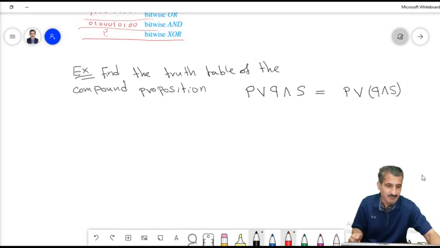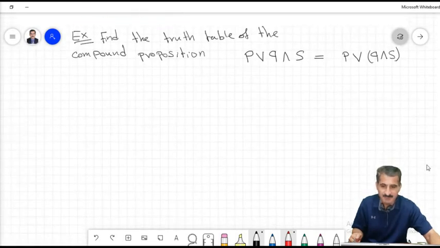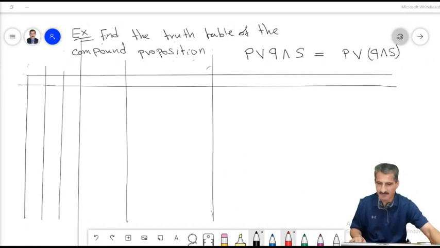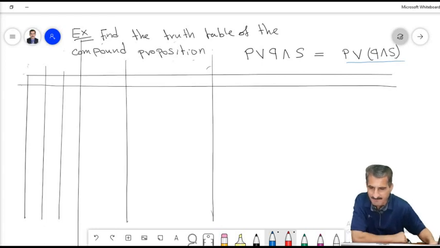How do you make the truth table using three propositions? To make the truth table of this statement here, we need to use the following propositions: P, Q, and S, right? And then we will say, okay, we want Q and S, and we have P, so we have P or Q and S. Now the idea here: how do I list the truth values of each of P, Q, and S?